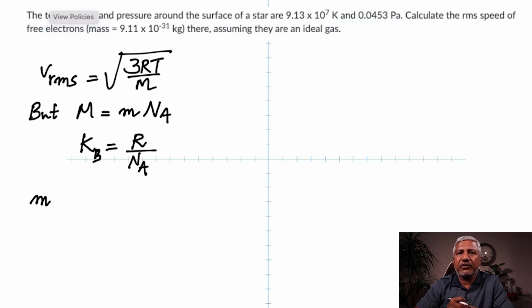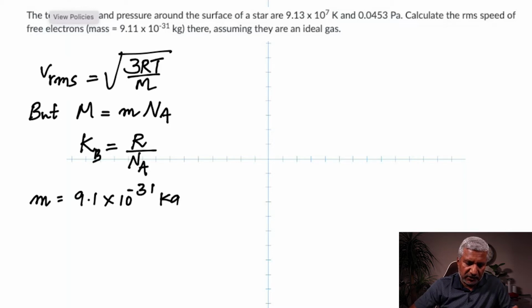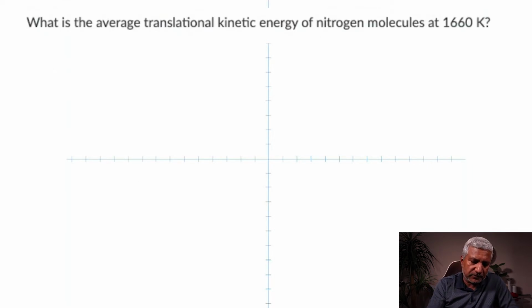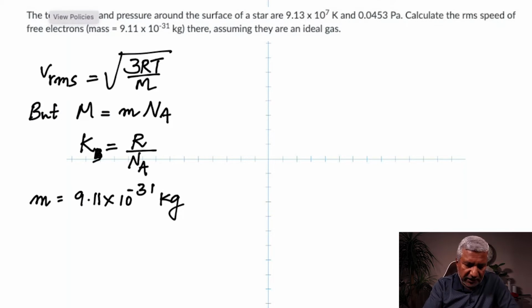It's 8.31 divided by 6.022 times 10 to the 23. You would get 1.38 times 10 to the negative 23. The mass of the electron is given. Oh, wait, the mass of the electron was given as 9.11. I missed one of them. Okay, 9.11 times 10 to the negative 31. Oh, and I didn't do the rest. That's why we went to the next question, because I know you can do it. Can you work it out now?